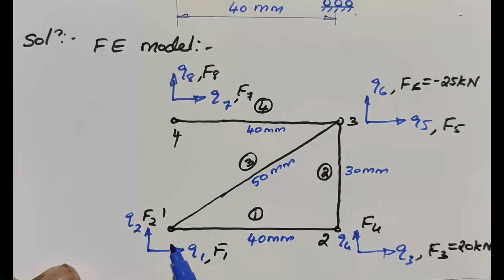Now, node number 1 is at origin, which means the coordinate for node number 1 will be 0, 0. Next, from here to here, the length in x direction will be 40 mm, which means the coordinate for the second node will be 40, 0. Element number 1 connects node number 1 to node number 2. Initial node is 1, final node is 2. The coordinate for node number 1 is 0, 0 and for 2 is 40, 0.